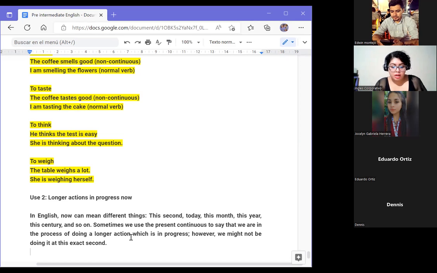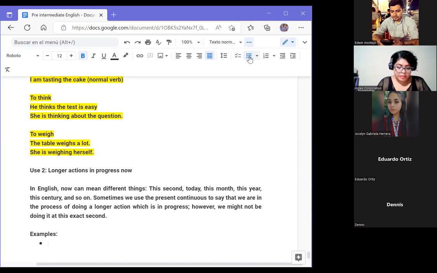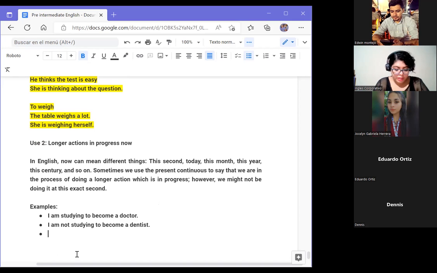So we have some examples of this use number two. So we have example number one. I am studying to become a doctor. So we are doing a process to have that ending, right? Then, I'm not studying to become a dentist. Then, I am reading the book Tom Sawyer. Interesting book.